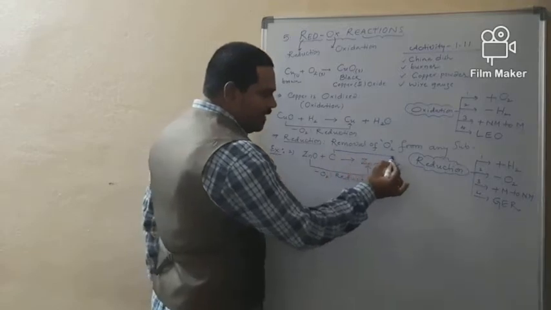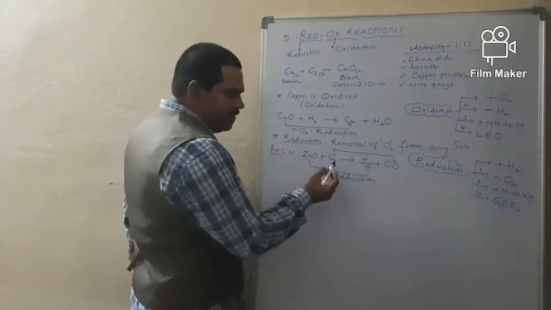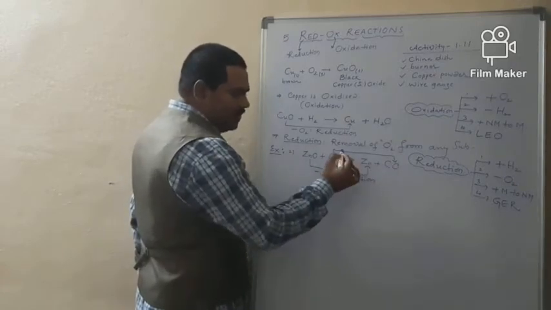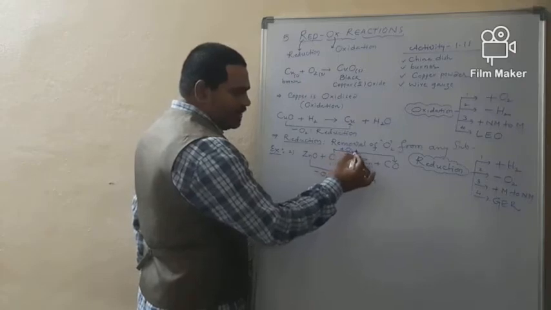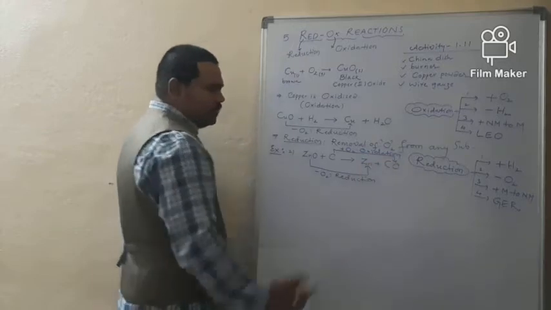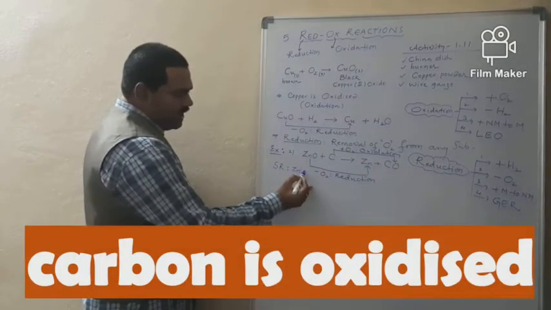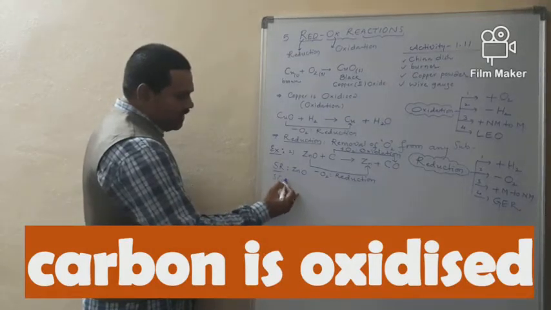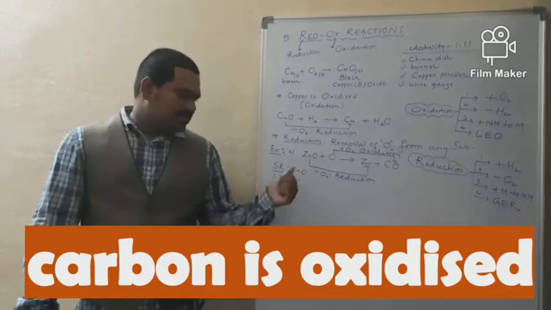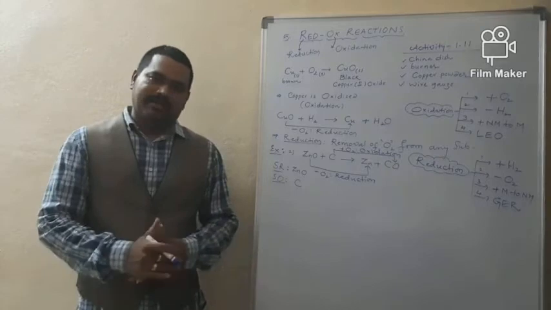And if zinc oxide is reduced, what about carbon? Carbon gradually converted to carbon monoxide, where previously there is no oxygen, but finally there is oxygen. So what do you say? Addition of oxygen takes place, which is also called oxidation. So substance reduced is zinc oxide, substance oxidized is carbon. So clear now everyone?